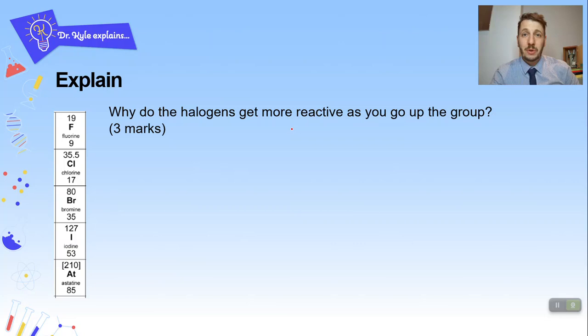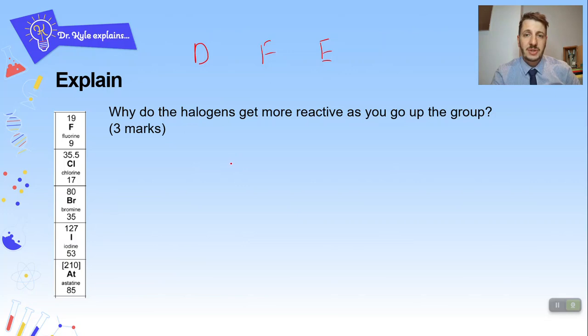Okay, so I want you to have a go at this question yourselves now. Write this down on a piece of paper. Why do the halogens get more reactive as you go up the group? So remember, use DFE as a way to structure your answer. First of all, talk about your energy levels, then move on to DFE. Try and get 3 marks, see how you get on. Pause the video now.